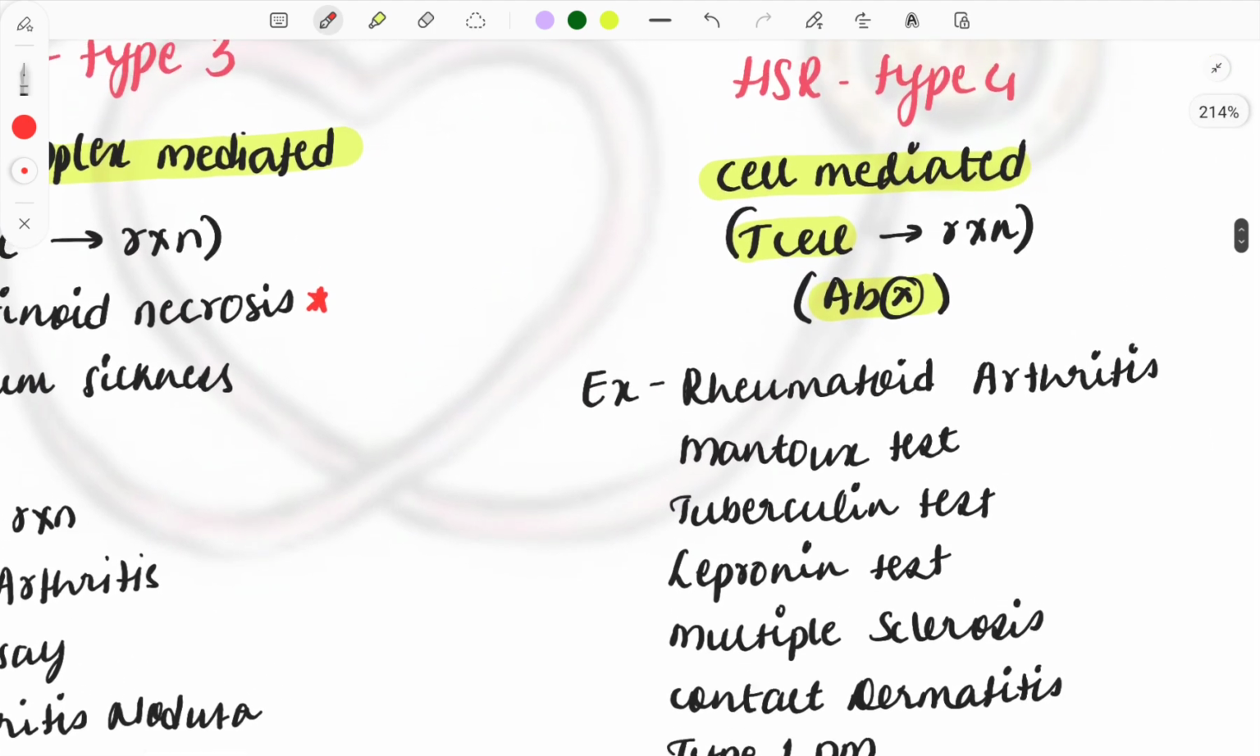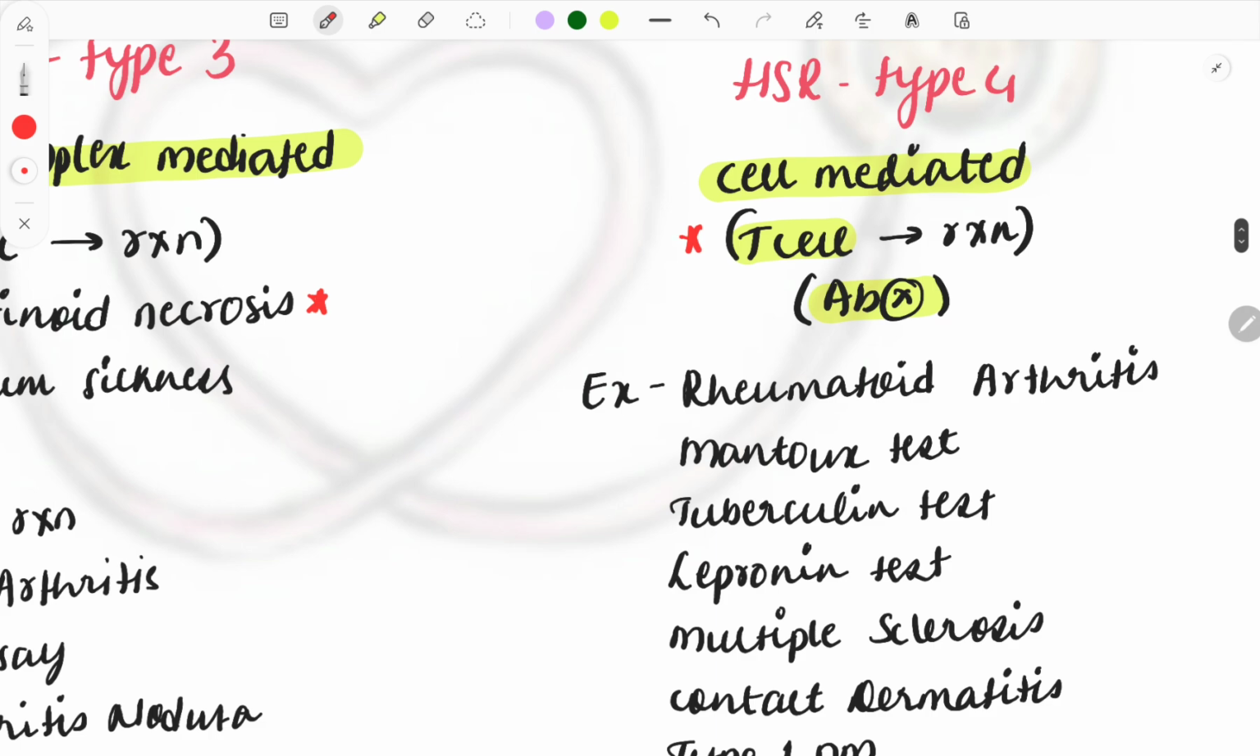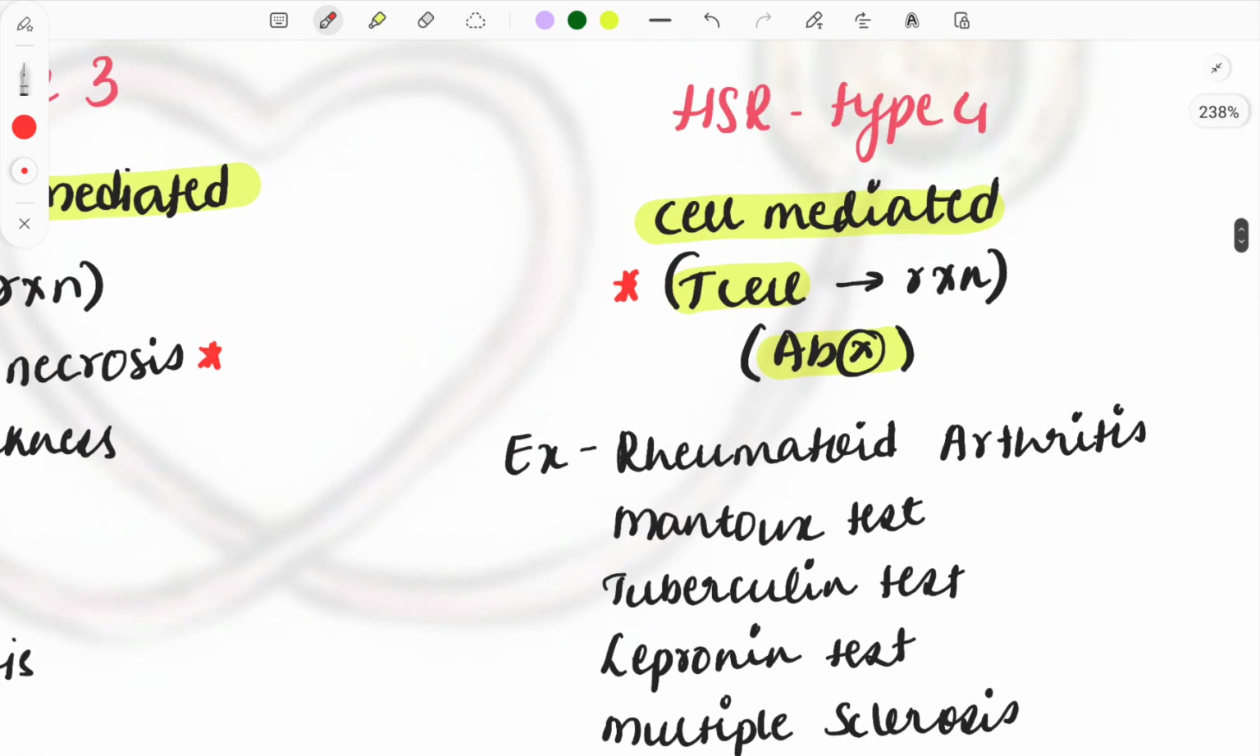Then type 4, so it's cell mediated, and it is also called delayed because T cells will take a little bit of time to show this reaction. Okay, so the T cells and cell mediated. So the question is asked that which of the following hypersensitivity reactions does not contain an antigen antibody formation. So it is the type 4 because it is directly caused by the T cells.